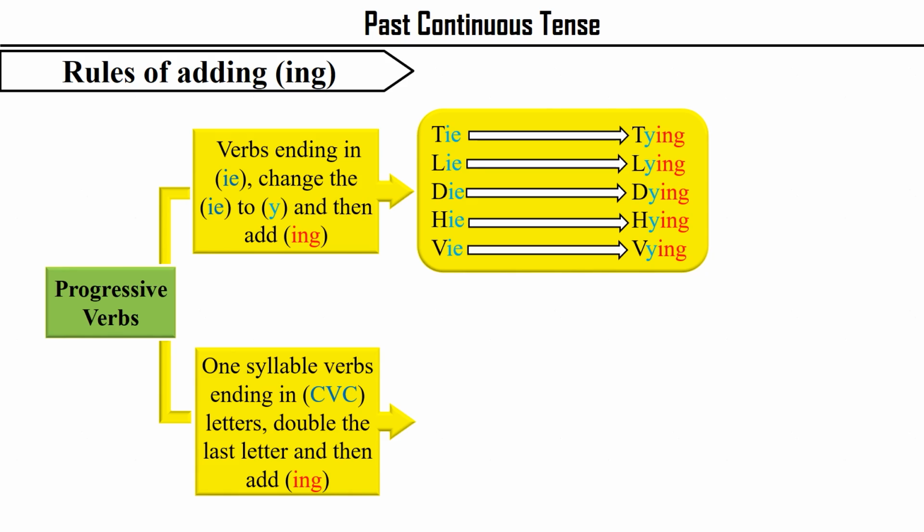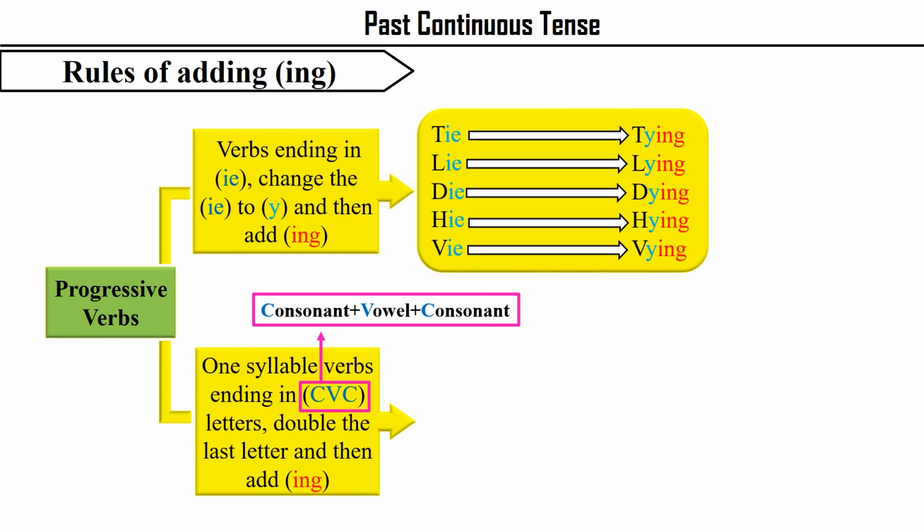One syllable verbs ending in CVC letters, double the last letter and then add ing. Now, what are CVC letters? CVC letters are consonant plus vowel plus consonant. If one syllable verbs end in consonant plus vowel plus consonant, first we double the last consonant, the last letter, and then we add ing.